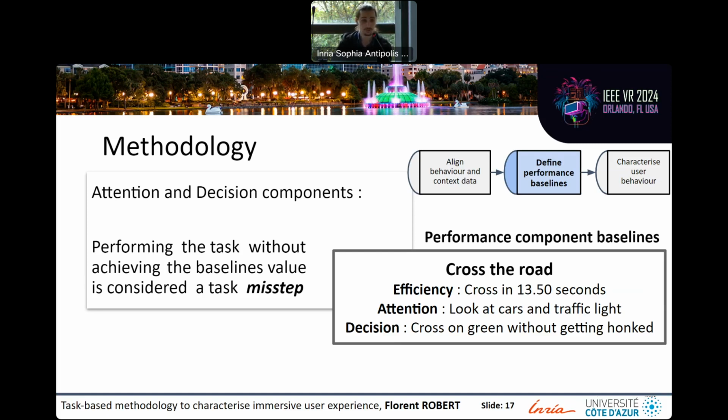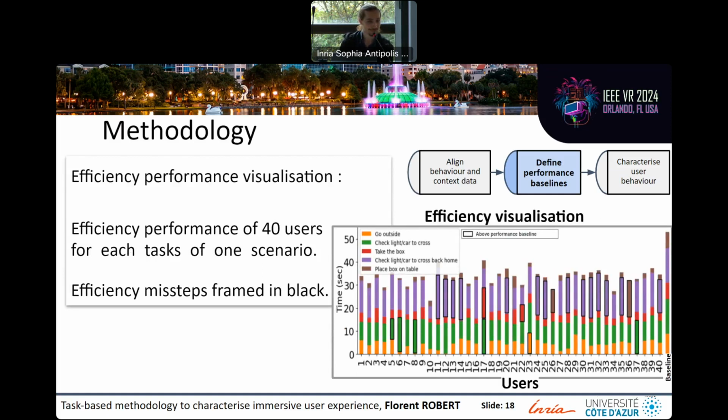Now that we defined precisely what performance we expect for the task, we can first visualize a bit the data. So here you have a visualization of the efficiency performance. Each row is a user who performs a scenario. So here you have the 40 users who perform one similar scenario. The scenario asks them to go outside, cross the road, take a box, cross the road again, and place the box on the table.